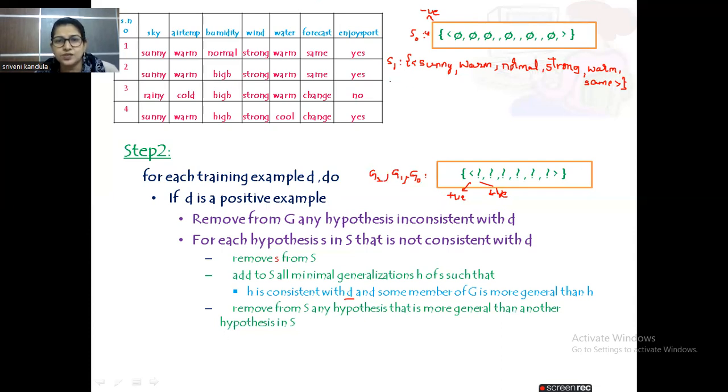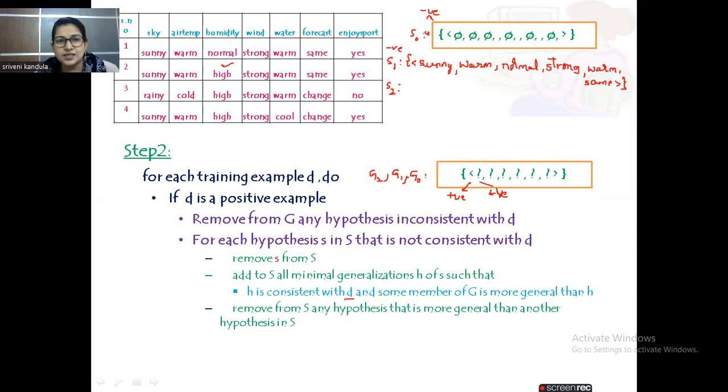Then coming to the specific hypothesis. Specific hypothesis right now is S1. Let us check whether this will classify my second instance also as positive or not. Here I have sunny, here also I have sunny. Here I have warm, here I have warm. But here I have normal, but here I have a value high. So here is my first mismatch. Because of this, the hypothesis S1 will classify the second example as negative, but actually it is a positive one.